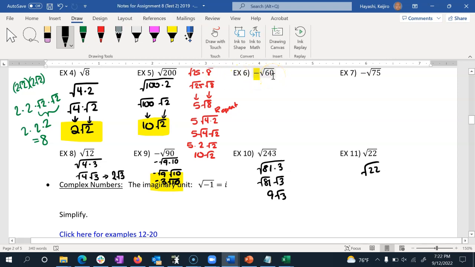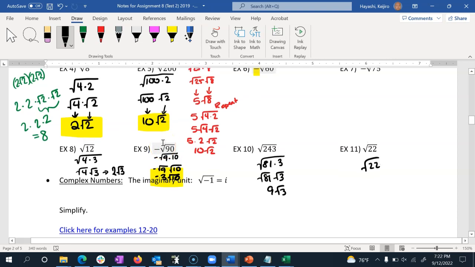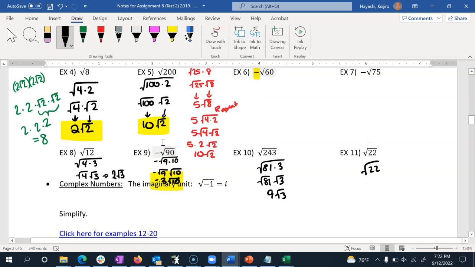Six is going to be 4 times 15. Example 7 is going to be 25 times 3. And just remember that the negative signs are there. Now, there were negative signs in front of some of these, but they were just in front of the radical, so they ended up just making the result negative.